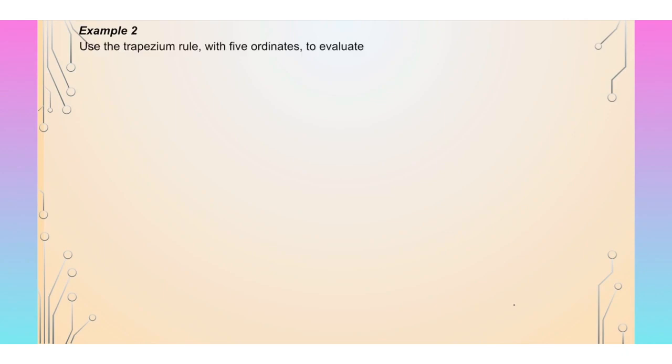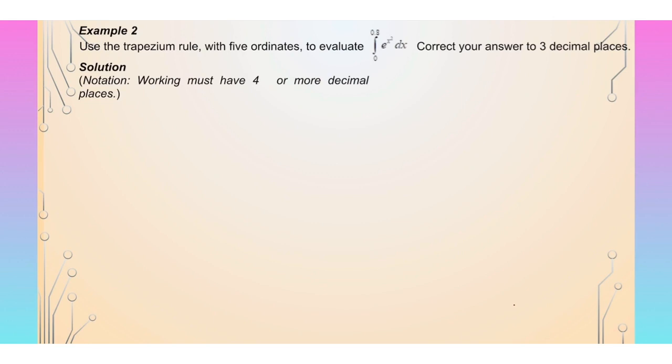Example 2. Use the trapezium rule with 5 ordinates to evaluate the integral of e power x squared from 0 until 0.8 dx. Correct your answer to 3 decimal places. Solution. Note: working must have 4 or more decimal places.